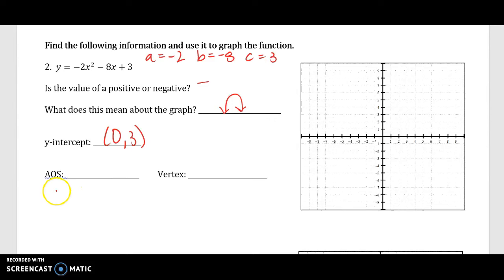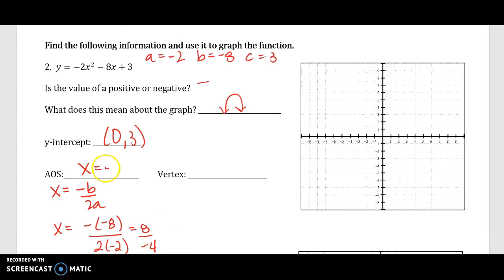And our axis of symmetry is x equals -b over 2a. So when I plug in, I get -(-8) over 2 times -2. So that gives me 8 over -4. So x equals -2.